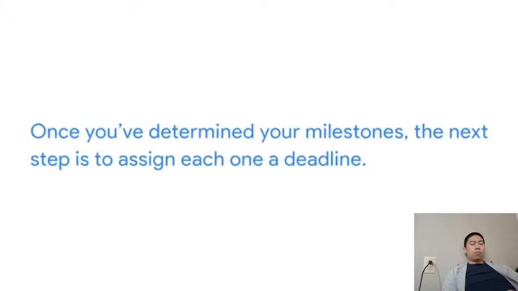Once you've determined your milestones, the next step is to assign each one a deadline. Reaching each of your milestones is dependent on the completion of multiple project tasks. So to make sure you give your team a fair amount of time to complete each of those tasks, you'll need to space your milestones out accordingly.